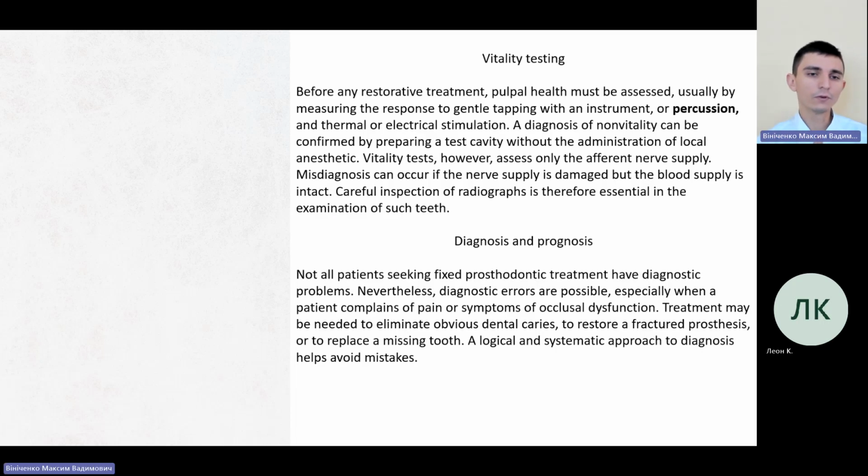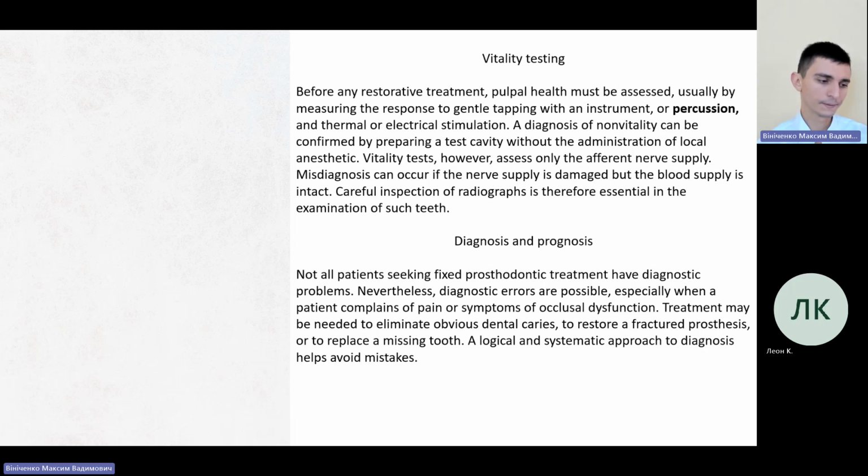Vitality testing. Before any restorative treatment, pulpal health must be assessed, usually by measuring the response to gentle tapping with an instrument, or percussion, and thermal or electrical stimulation. A diagnosis of non-vitality can be confirmed by preparing a test cavity without the administration of local anesthetic. Vitality tests, however, assess only the afferent nerve supply. Misdiagnosis can occur if the nerve supply is damaged but the blood supply is intact. Careful inspection of radiographs is therefore essential in the examination of such teeth.